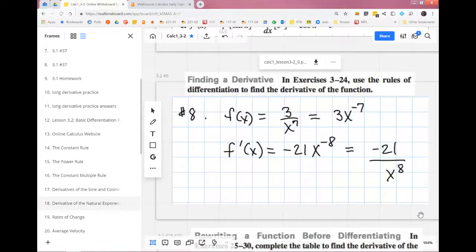So our book, this is, by the way, the general rule for our book: they don't want you to leave negative exponents in your final answer. So when you arrive at a place like this, you want to rewrite it with x to a positive power. All right?